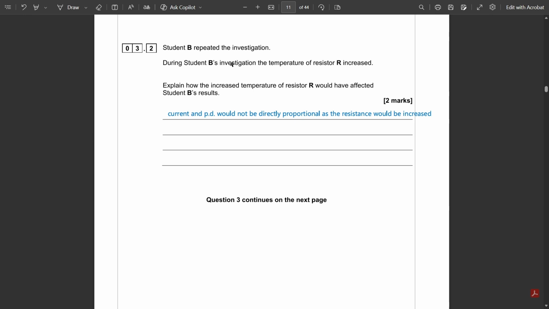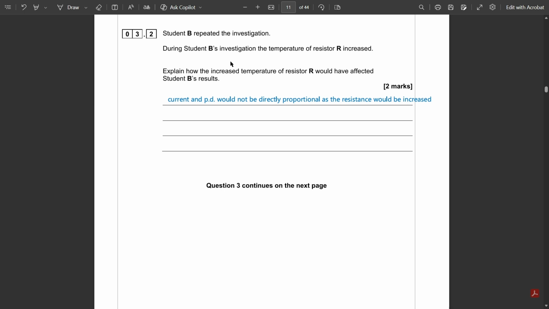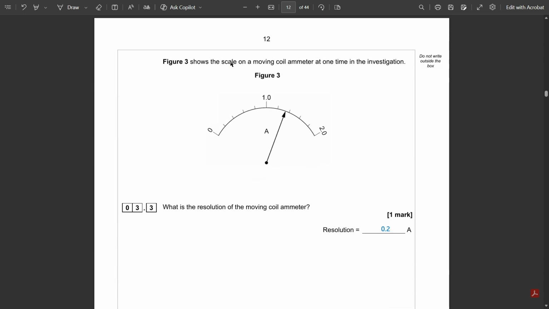Then for 3.2, student B repeated the investigation. During student B's investigation, the temperature of resistor R increased. Explain how the increased temperature of resistor R would have affected student B's result. The answer is that current and potential difference would not be directly proportional as the resistance would increase.